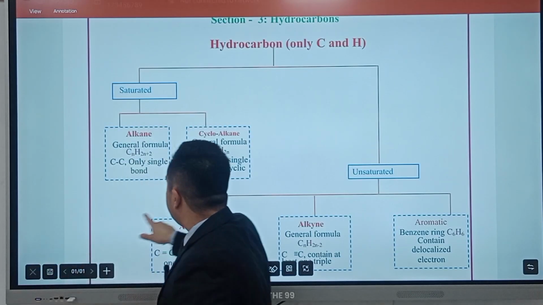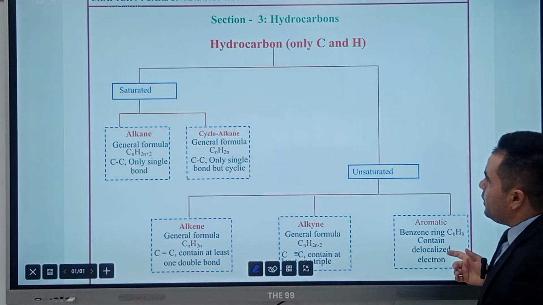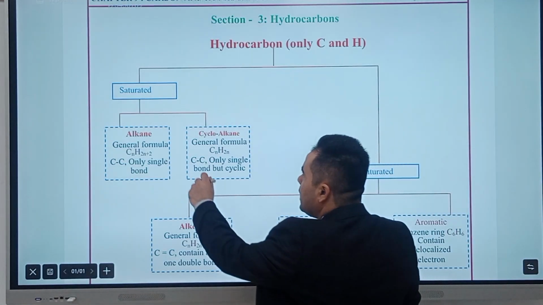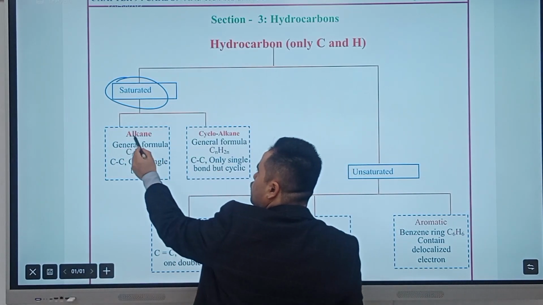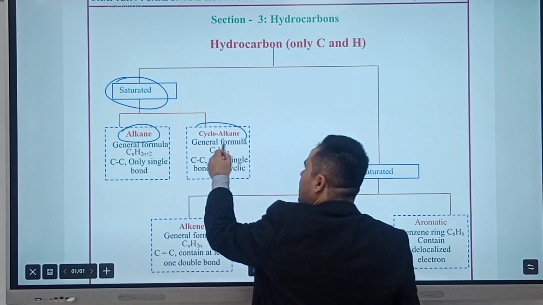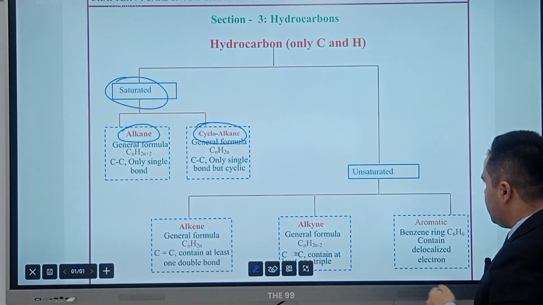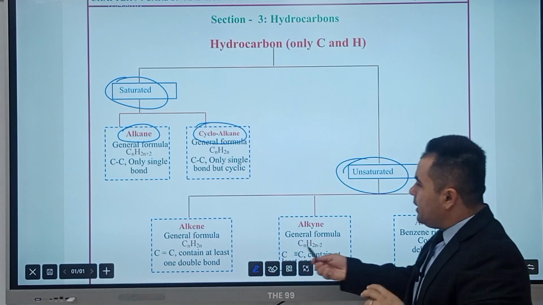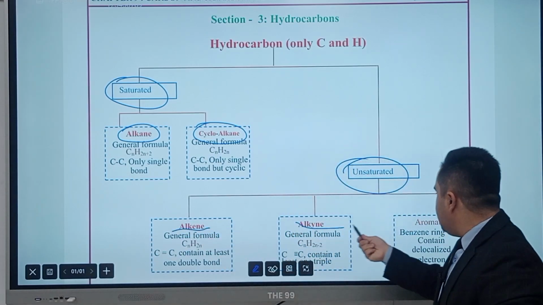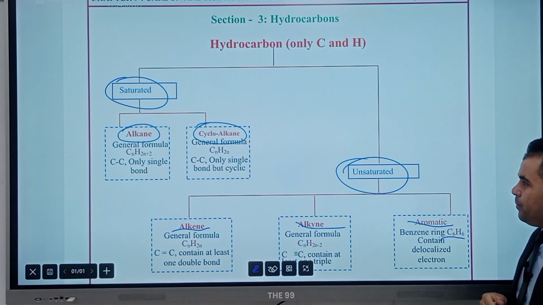We have got two types of hydrocarbon, as we have drawn in the structure. Examples for the saturated hydrocarbons are alkanes and cycloalkanes. We will be talking about them in section 3, in this section. And then the unsaturated ones are the alkenes, alkynes, and the aromatics, an example being benzene, guys.